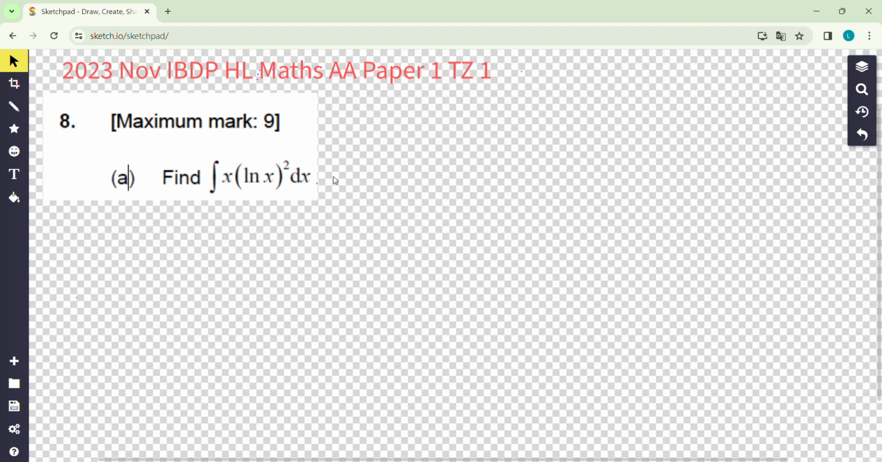Question is a complicated question, so you divide it into two parts, A and B. First, work the integration. We move the x inside. And then do the integration by parts.